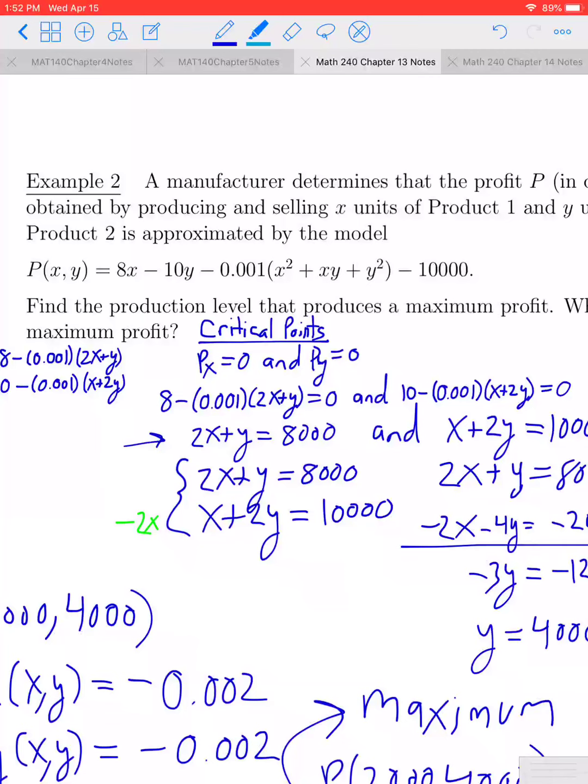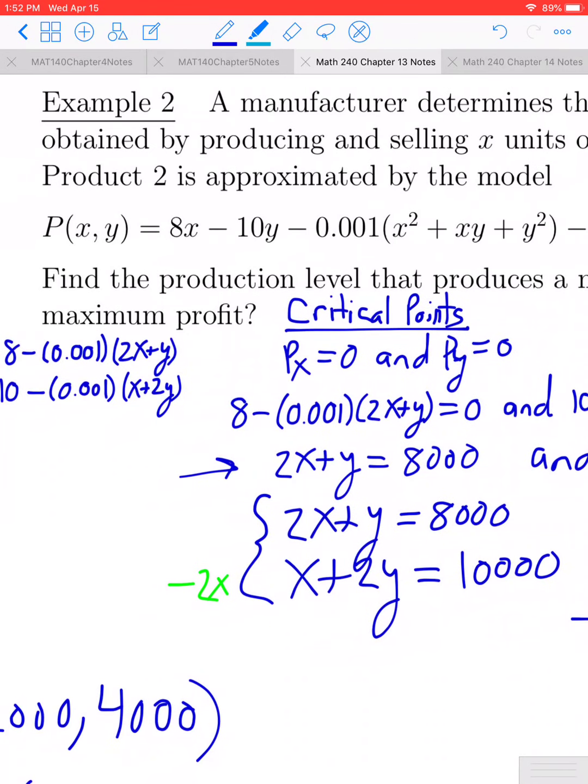We want to find the production level that's going to produce the maximum profit. So we want to find out how many units of product 1 and how many units of product 2 to make, and they also ask us what is the maximum profit that would be made from that production level. So the first thing we're going to do, as we've done in the past, is begin by finding our critical points.